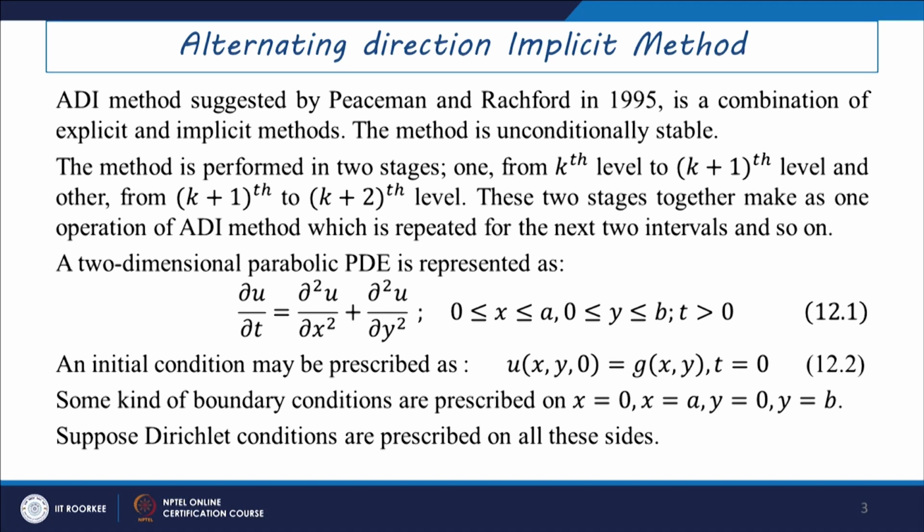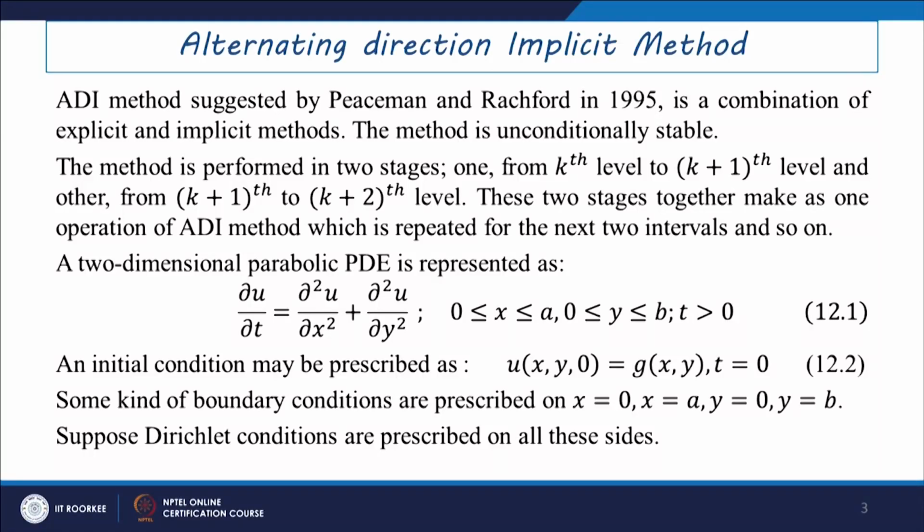The alternating direction implicit method was suggested by Peaceman and Rachford. This is a combination of explicit and implicit methods, which is why it is called a semi-implicit method. This method is also unconditionally stable, since we have already discussed that the Crank-Nicolson scheme is also unconditionally stable. And the method is performed in two stages.